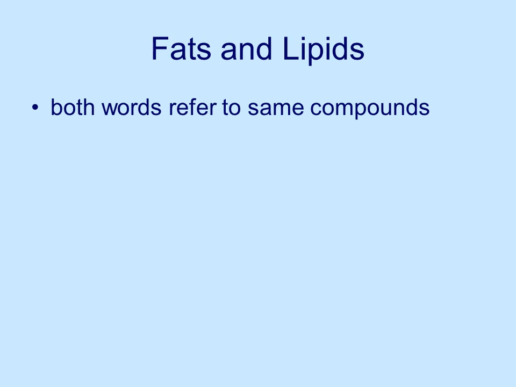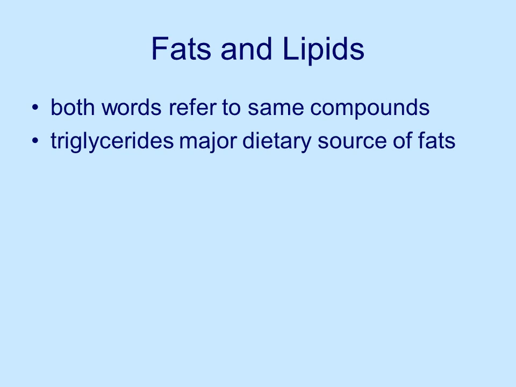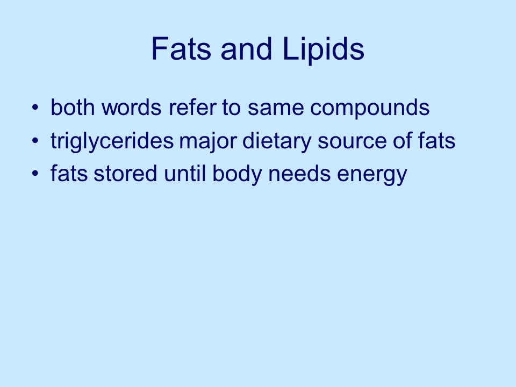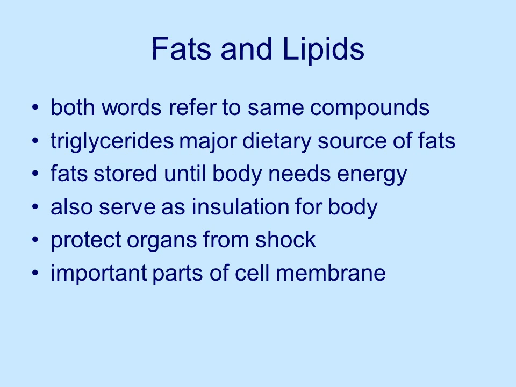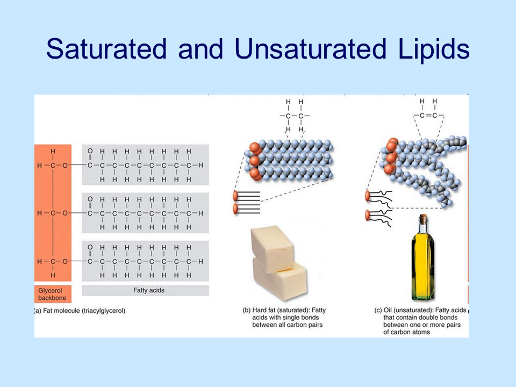Fats and lipids both refer mainly to the same compounds. The triglycerides are a primary dietary source of fats, and these materials are stored until the body needs energy. Now that means if you're not out working and being active, they are stored and stored and stored, and we don't always like that. They also serve as insulation for the body to cut down on temperature loss. They serve as padding for the organs. They protect the organs from shock. They're important parts of cell membranes to keep the cell intact.